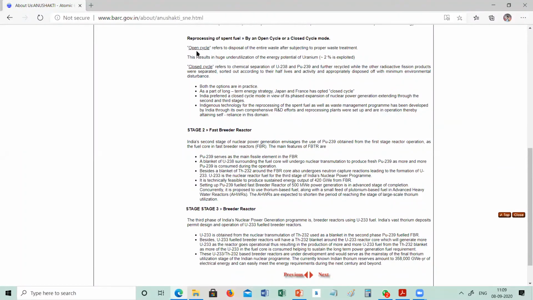Again, there are two steps: open cycle and closed cycle. Means whatever waste is produced during the process has to be reused.